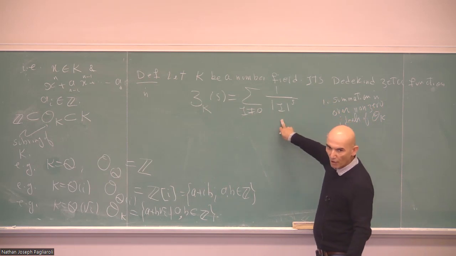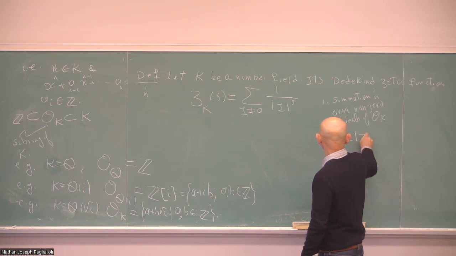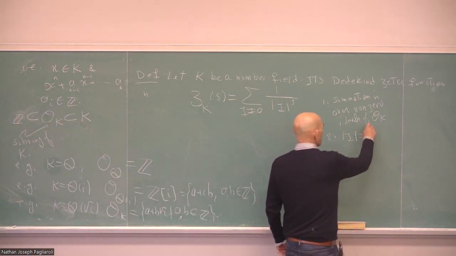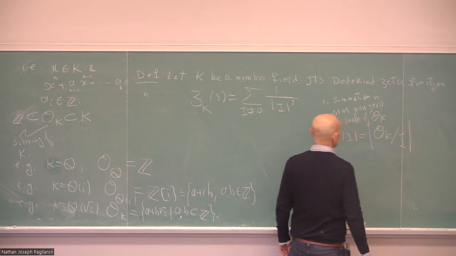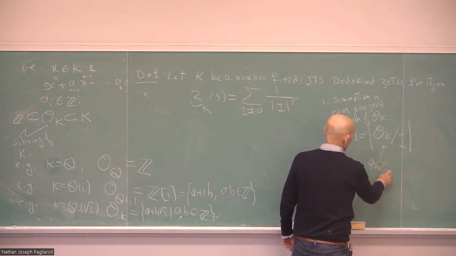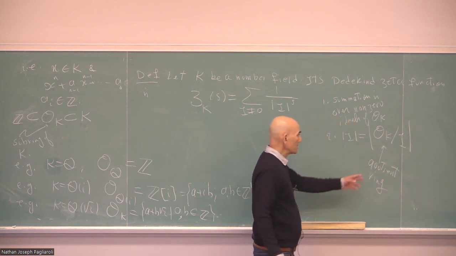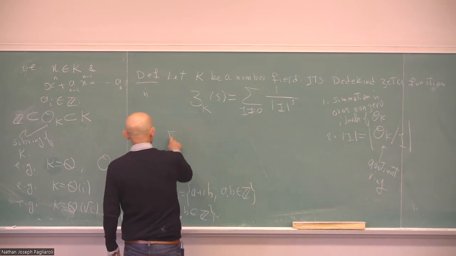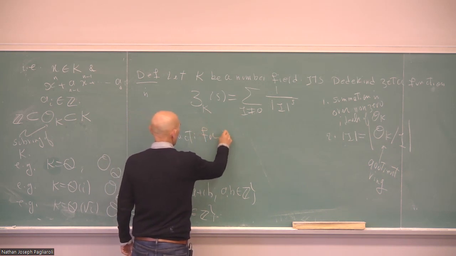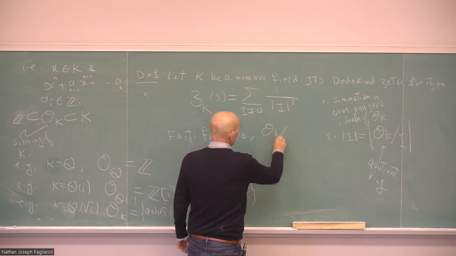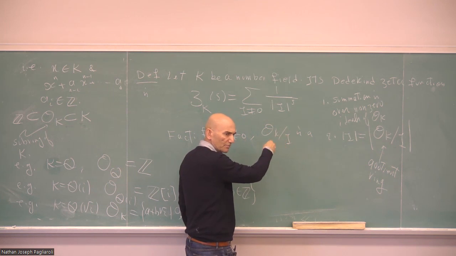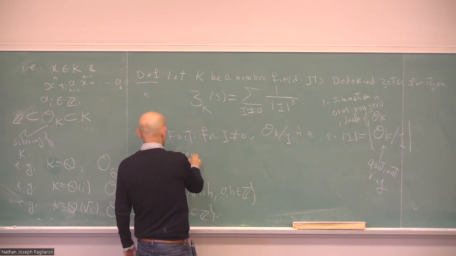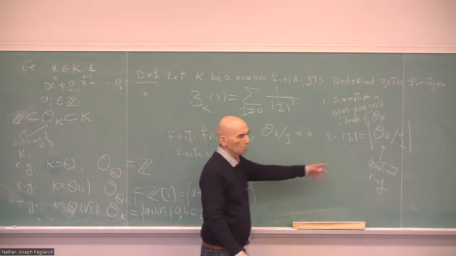The second point is, what is the absolute value of I here? It is a real number. Actually, it is an integer. That's the order of the quotient ring of O_K by I. So this is a quotient ring. Of course, in this definition, it's implied that if I is non-zero, this is a finite ring. And this is true. The fact is that for I different from 0, O_K over I is a finite ring.